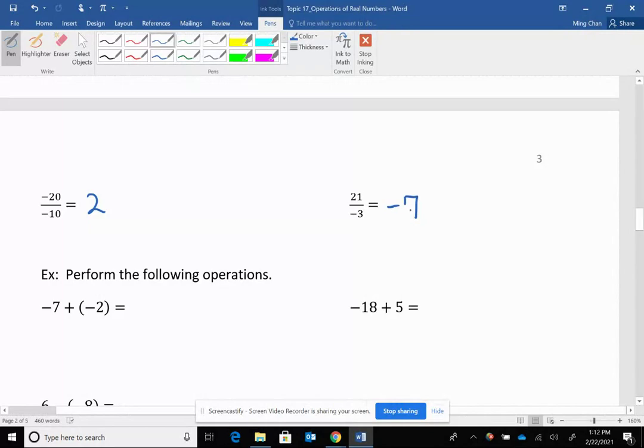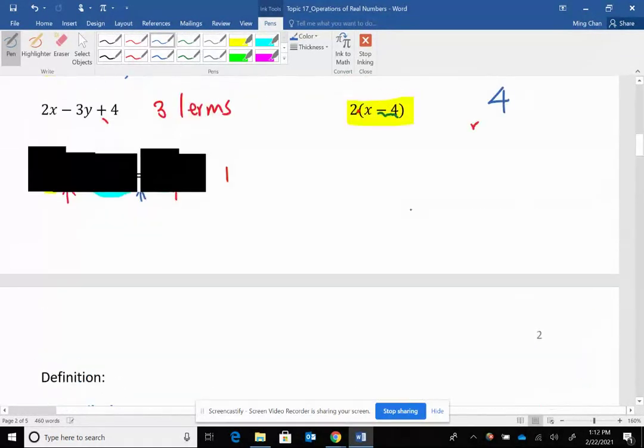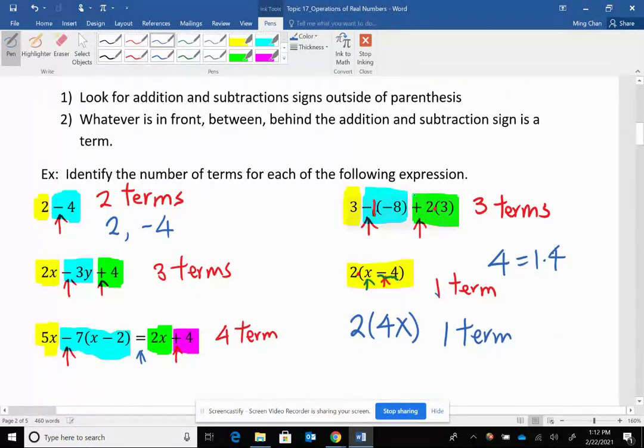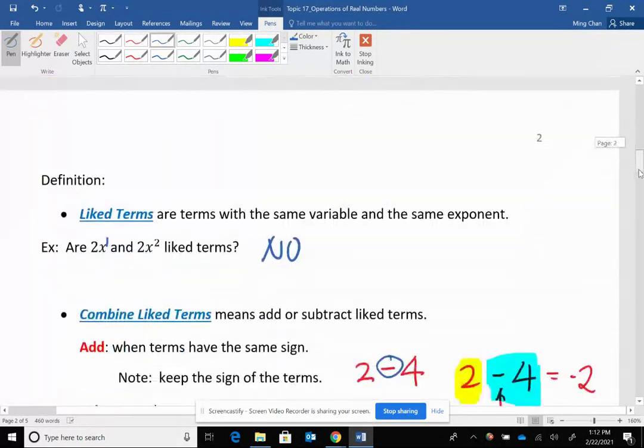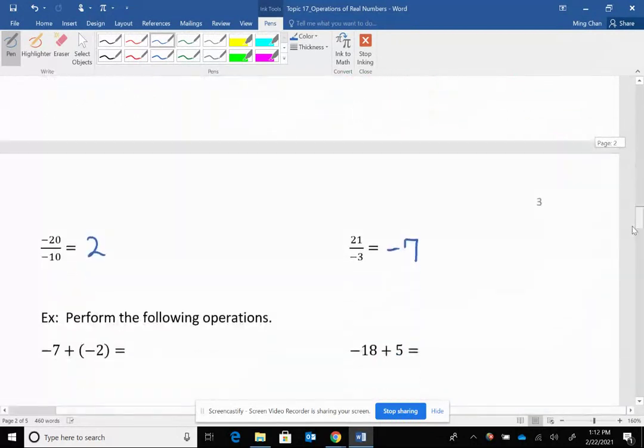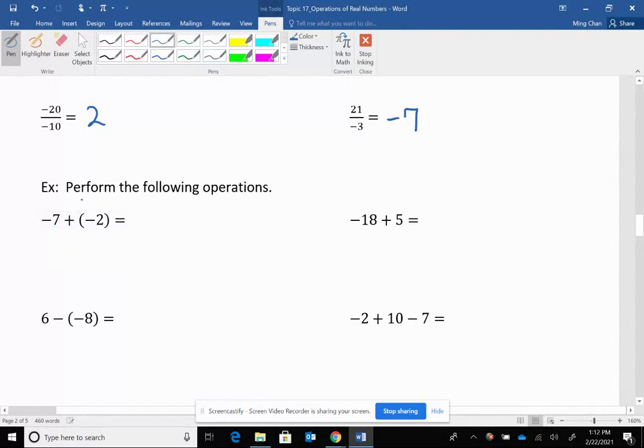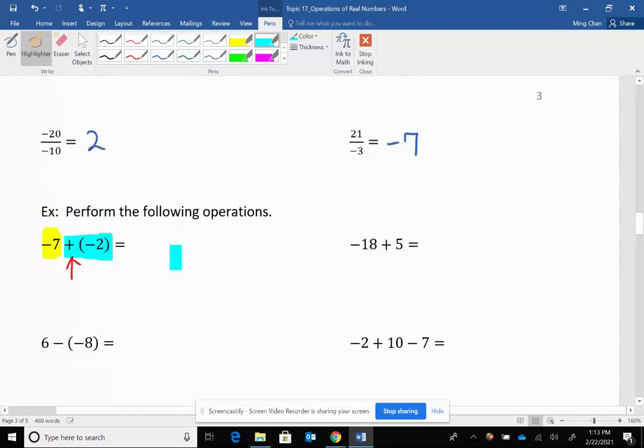All right. So let's come back here and talk about this thing right here. It turns out every term can only have one sign. Every term can only have one sign. So if you look at this example here, negative 7 plus a negative 2. The addition sign here separates my two terms. My first term is negative 7. My second term is how much? It's negative 2, right? But the plus sign goes with the negative 2. So my second term has two different signs. Every term can only have one sign.